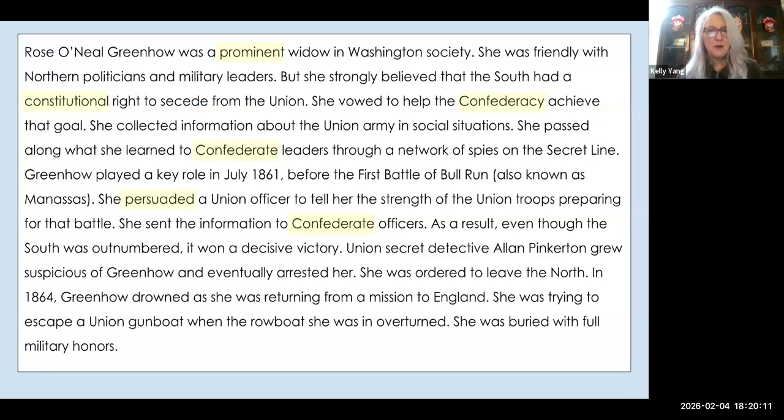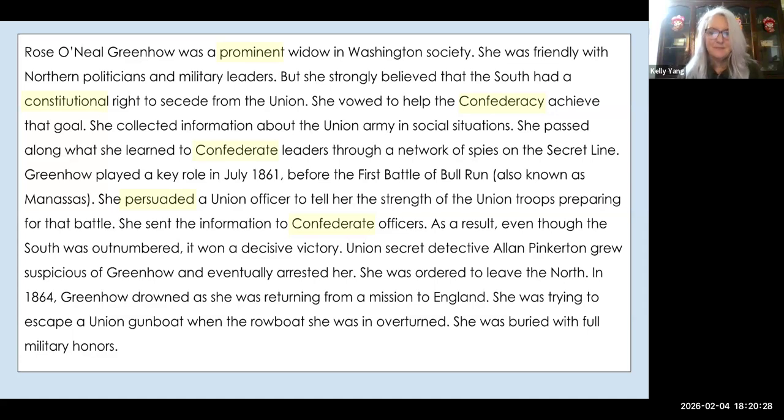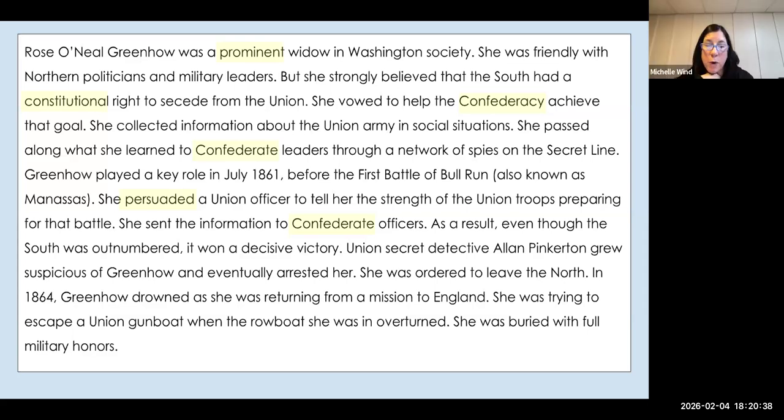We have prominent, constitutional, Confederate, persuaded, throughout, even detective. There's so much. Even Confederate and Confederacy right here. Overturned. Just having those two, yeah. There's just this particular passage, secede. There's so much in this passage that's morphologically complex. Information and inform, because that comes up again through the end of the passage.